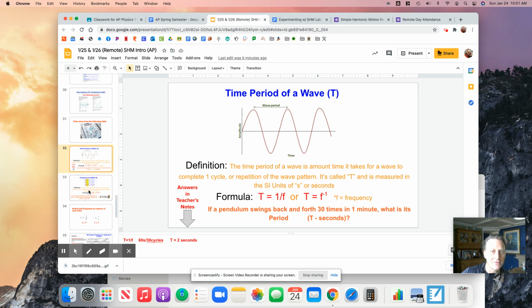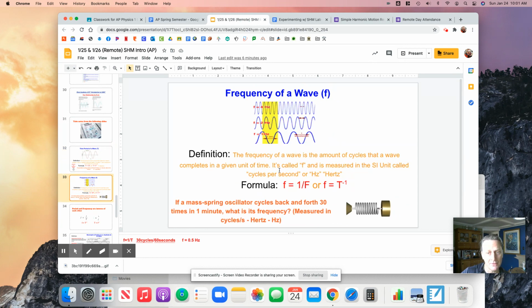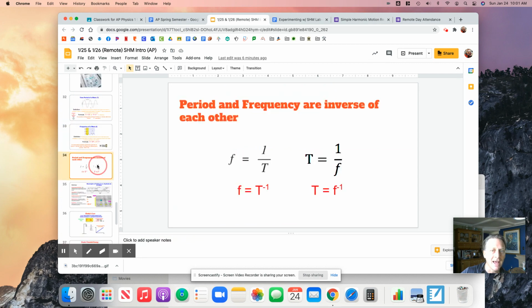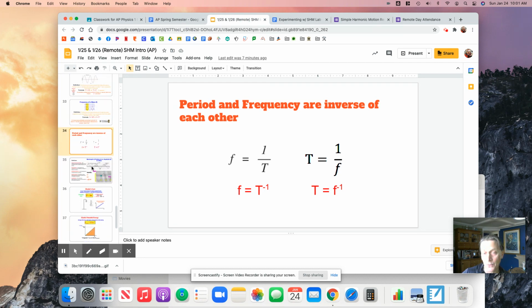We also have another one for the frequency of a wave with definitions, formulas, and a question. Answers are down in there. And just to sum it up, here is the formula for frequency related to period. Here's the formula for period related to frequency. And notice they're just inverses of each other. Okay, you'll want to memorize those formulas. We use them a lot.